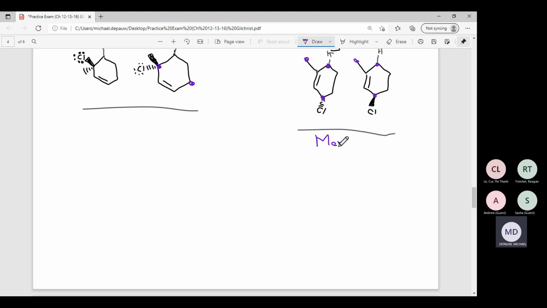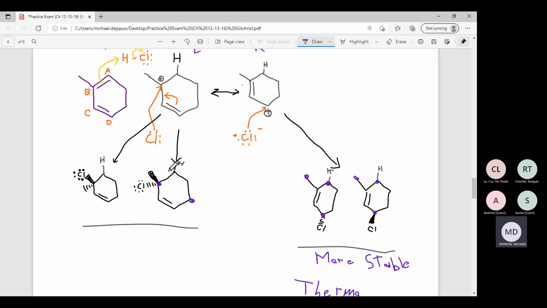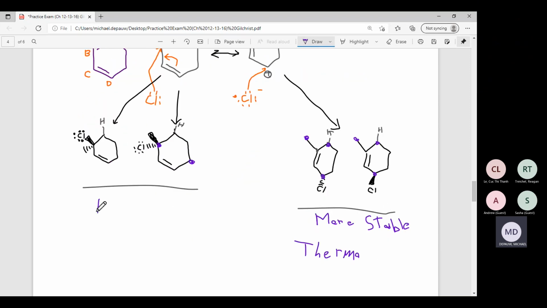And so this is what the more stable product is referred to as what type of product? Thermodynamic, that's right. So this is the thermodynamic product. I'll just write thermo because I'm lazy, and because it's hard to write on this. Thermodynamic product. Now, in the other one, because it forms more quickly because of the more stable intermediate, this is called the kinetic product. It forms more quickly.